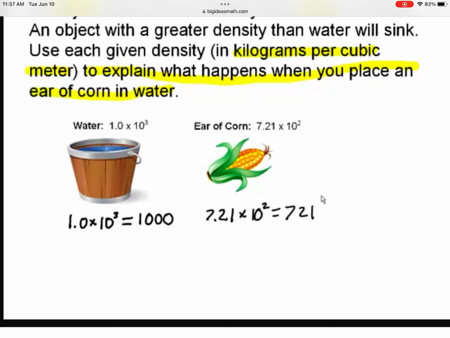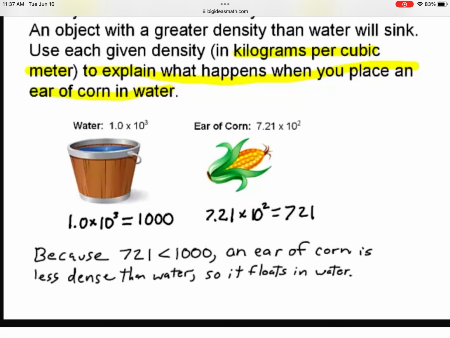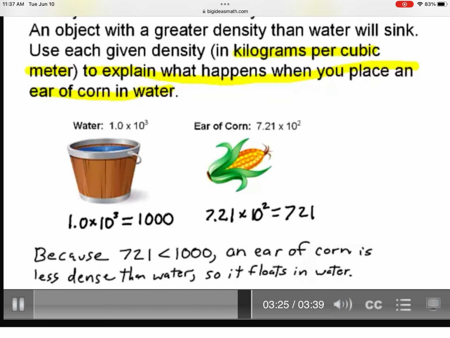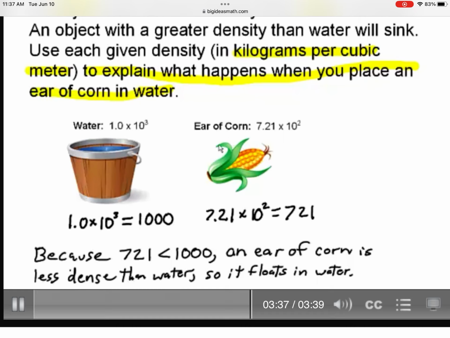Now we can compare the density of the solid object to the density of water and use the rules we're given up here to decide what the corn will do in water. And to answer the question, we can say, because 721 is less than 1,000, an ear of corn is less dense than water, so it floats in water. So, if you know the density of a solid object, you can compare it to the density of water, and that'll help you decide whether or not the object would float or sink in water.